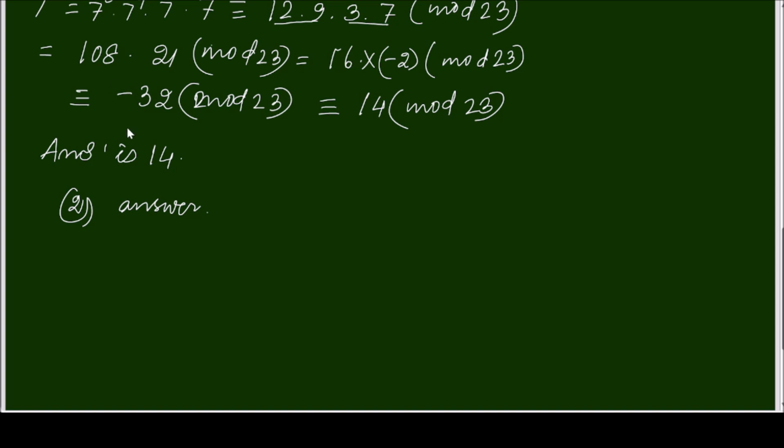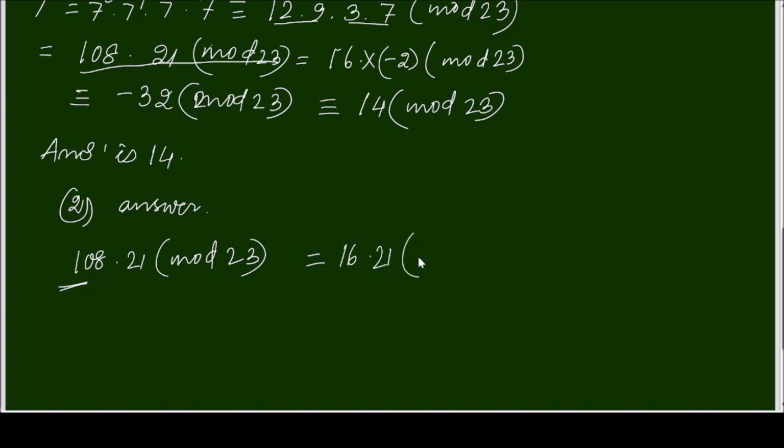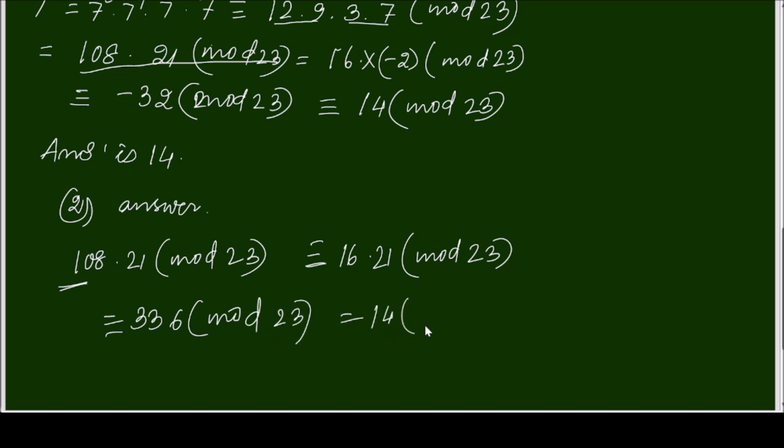Or we can start from here if you don't want to take the negative one. So this will be 108 multiplied by 21 modulo 23. 108 leaves the remainder 16. So 16 into 21 modulo 23, that is 336 modulo 23. So that will be 14 as the remainder, 14 modulo 23.